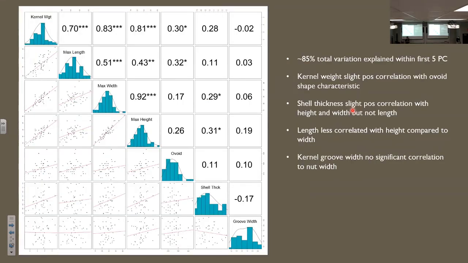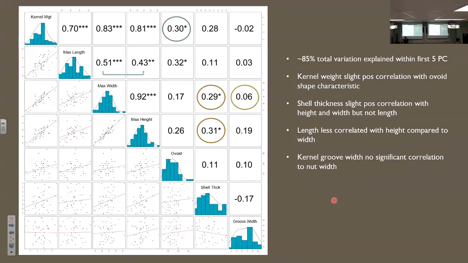Looking at correlations in this data set, some that were worthy of mentioning: kernel weight had a slight positive correlation with the ovoid shape characteristic, which is just another term for that proximal blockiness or that upside down triangle shape. Shell thickness had a slight positive correlation with height and width, but not length. Nut length was less correlated with height compared to width, which I thought was interesting and kind of just backed up the fact that we found QTL positions for length and width right next to each other, but height was on a completely separate chromosome.